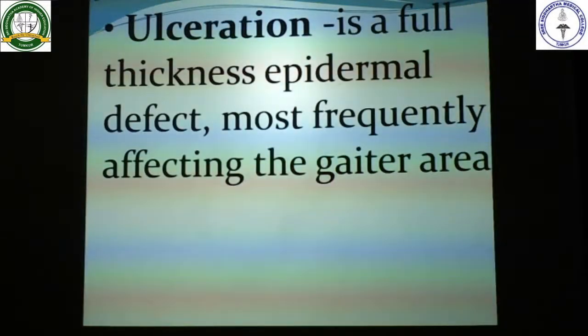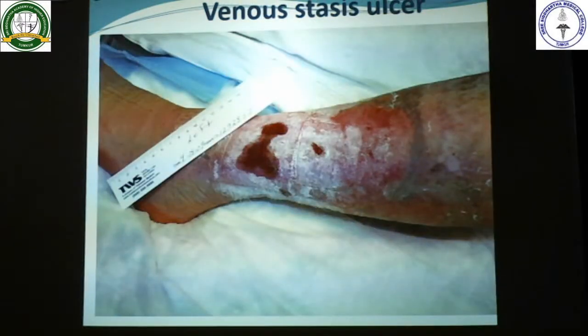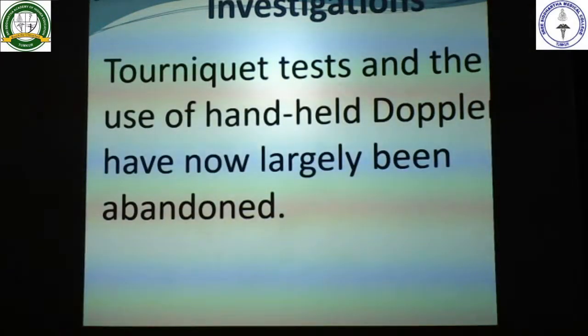lipodermatosclerosis. And ulceration is a full thickness epidermal defect. In venous ulcers, only the epidermis will be lost, most frequently affecting the gaiter area. I already explained what the gaiter area is. So typically the venous ulcer looks like this, an epidermal defect. This also is showing the venous ulceration. Coming to the investigations.